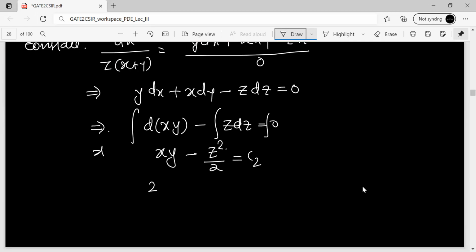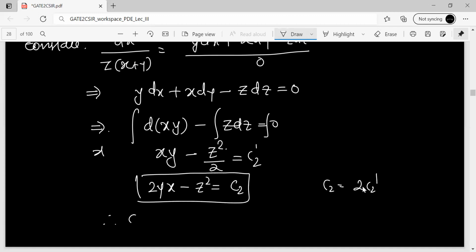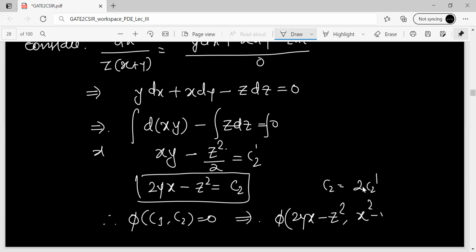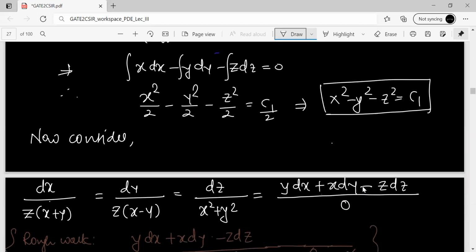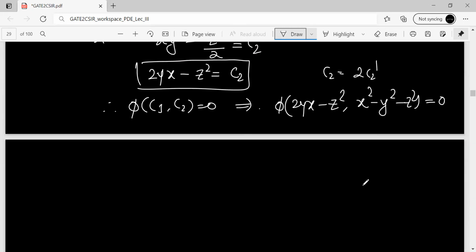Okay, now just multiply it here. So 2xy minus z square equal to 2c2, a constant. I'll call it c2 dash. Another constant only. And just write down here, c2 is nothing but your 2c2 dash. So I got this thing. Now phi of c1 comma c2 equal to 0. Suppose phi of 2yx minus z square comma x square minus y square minus z square equal to 0. This is the solution of this PDE. Okay, so we're done. Now let's try one more.